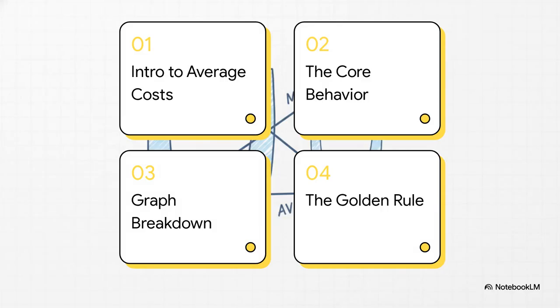Here is our quick roadmap for today. We'll hit 1, introduction to average costs, 2, the core behavior, 3, graph breakdown, and 4, the golden rule. Let's just dive right in.